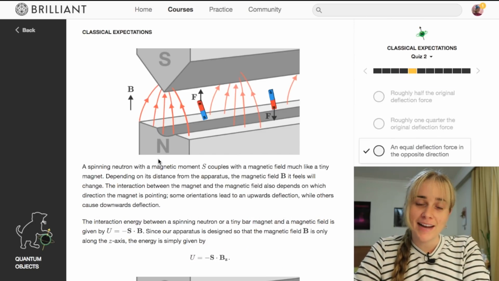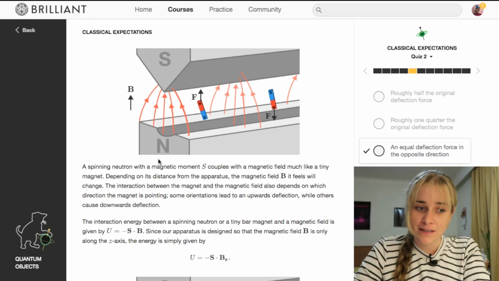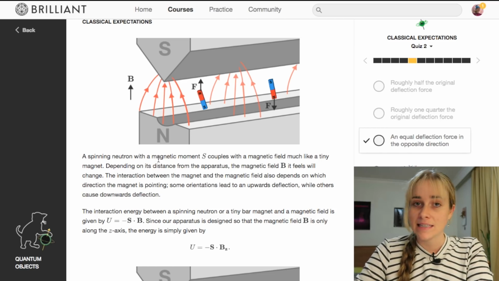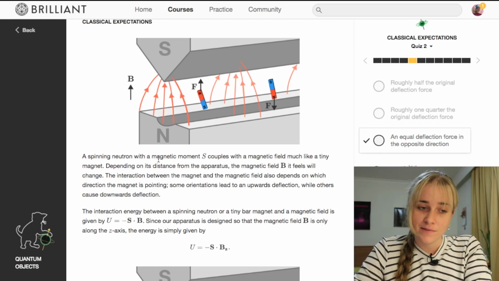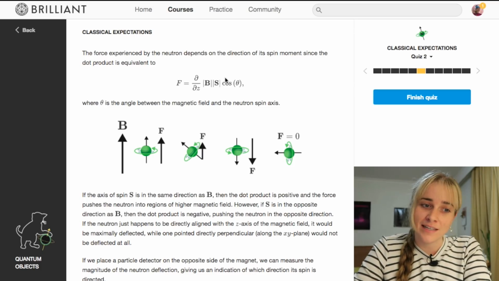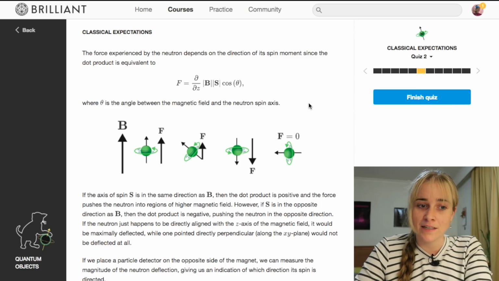This page is talking about how our neutron, when going through the magnetic field, the amount of deflection would depend on, I guess, how the neutron is orientated. So if it's tilted upwards or downwards, that would change the direction in which it is deflected by the magnetic field. It's also talking about how the force that the neutron will experience, that's the force deflecting it, will depend on cos theta, where theta is the angle between the magnetic field and the spin axis of our neutron.